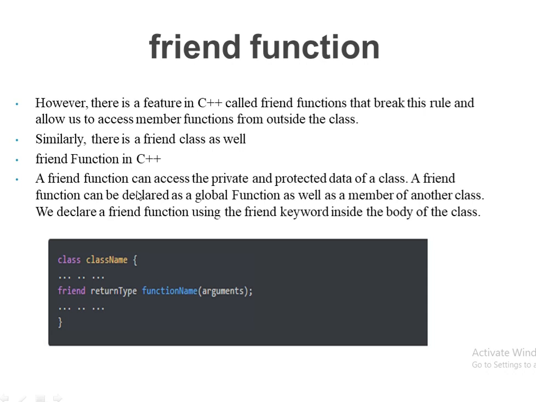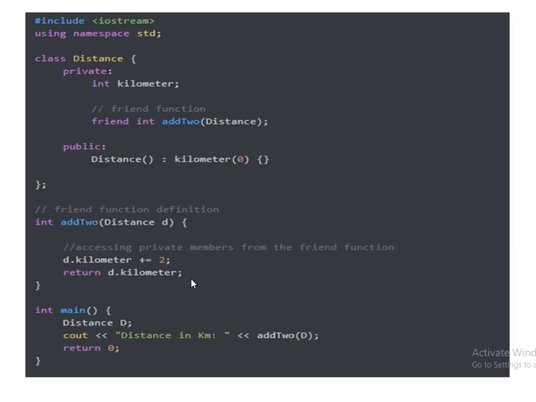Friend function in C++: a friend function can access the private and protected data of a class. A friend function can be declared as a global function as well as a member of another class. We declare a friend function using the friend keyword inside the body of the class. The syntax is: within the class, friend, return type, function name, arguments. This friend function will be either a global function or a function of another class.